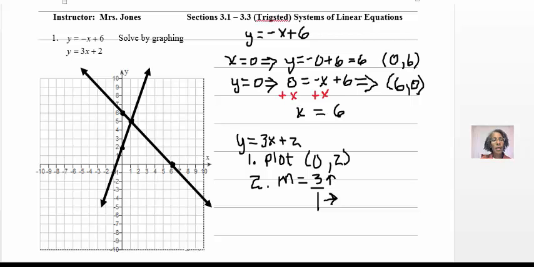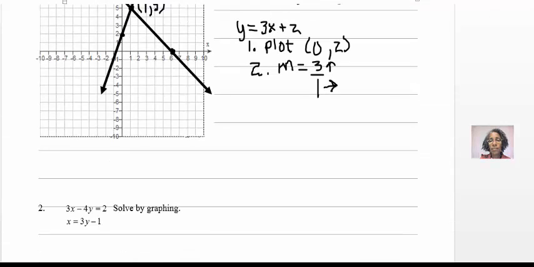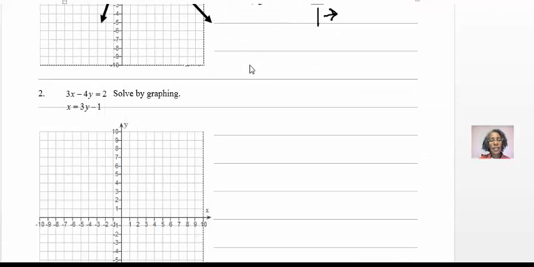So I see then that the coordinates of the point of intersection, (1, 5), is the solution to the system. And I can check to see if x is 1 and y is 5, the first equation is true, and so is the second one. Let's take a look at this next system, and let's also solve it by graphing.